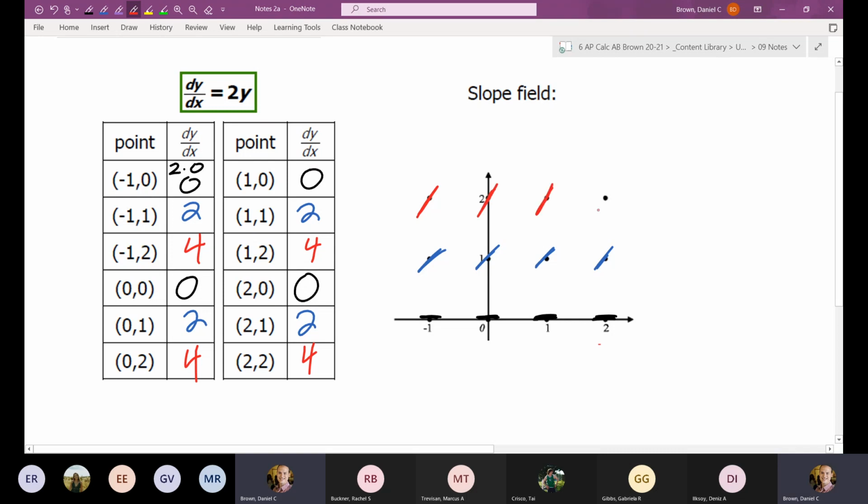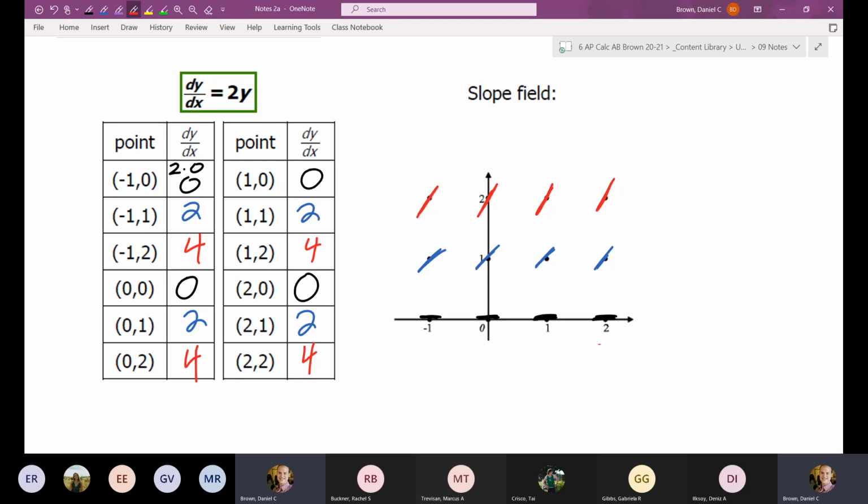And again, they don't have to be perfect, but should be at least close enough. So there's my slope field. Things that are important: slopes that are 0 should definitely be horizontal. All the other ones should be positive. Of course, the ones at 4 should be a little bit steeper than the ones at 2. How these are important is they can help us make some conclusions about this differential equation.